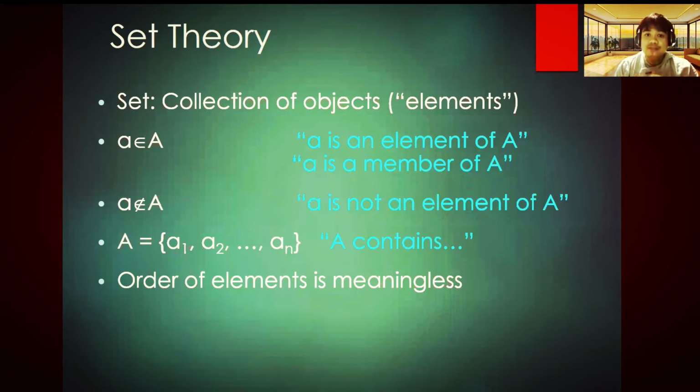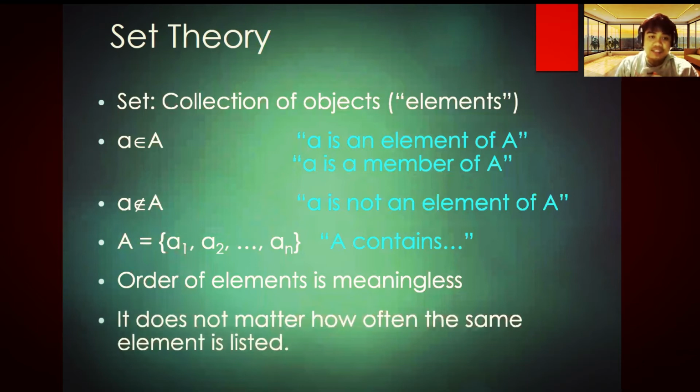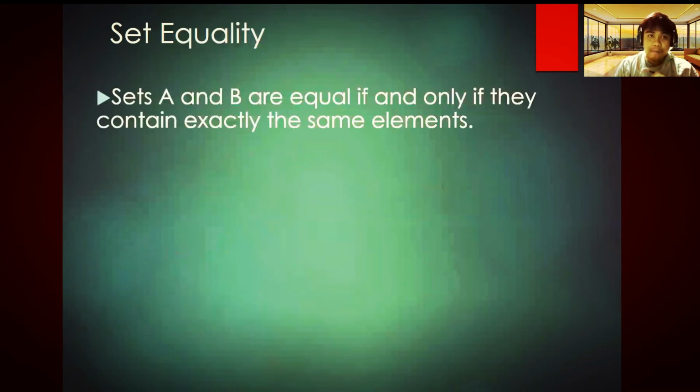We don't care about the arrangement or the order of the elements inside the set, because it is meaningless. So the sets I mentioned are just the same. And always remember that it does not matter how often the same element is listed. Even if 1 is listed three times, it is considered only 1. So sets A and B are equal if and only if they contain exactly the same elements.